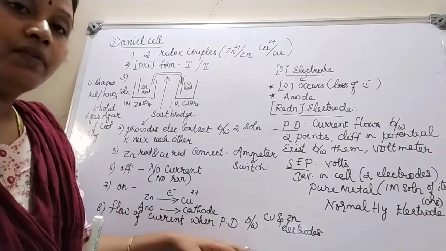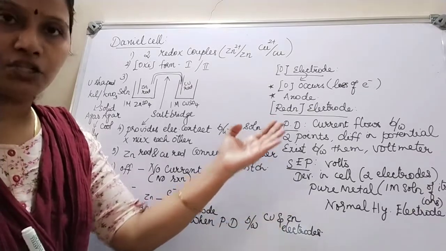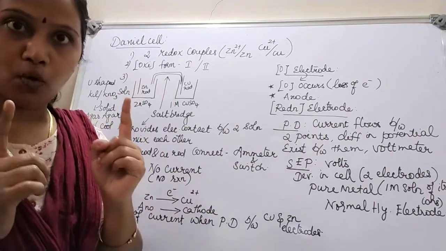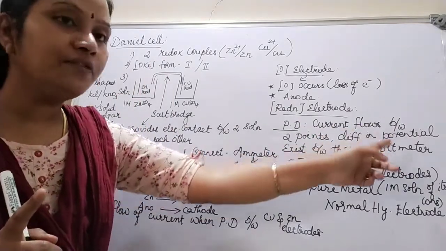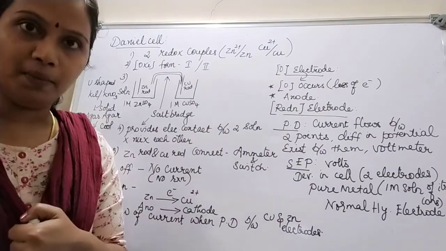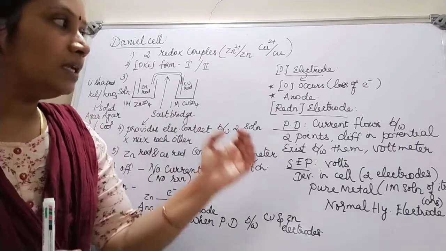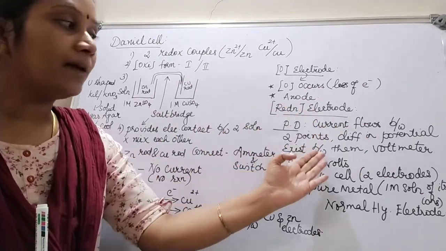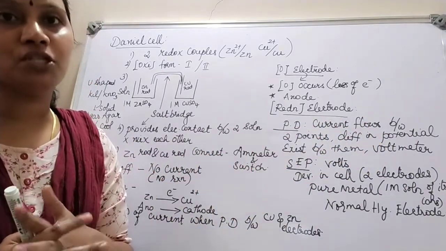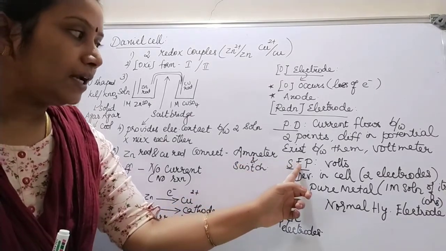Now I told you, when the switch is on, there is a potential difference between copper and zinc electrodes. What is potential difference? See, there is a flow of current between any two points whenever there is a difference in potential between two electrodes, and that can be measured by means of a voltmeter. This is called potential difference. Current flows between two points whenever a difference in potential exists between them, which can be measured by means of a voltmeter.